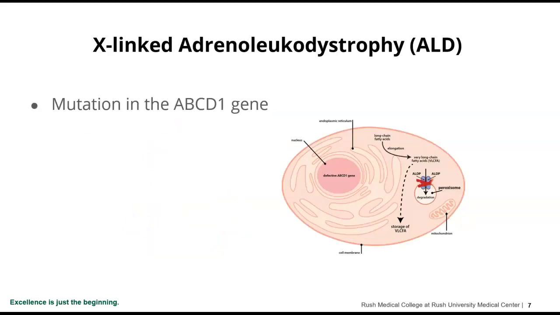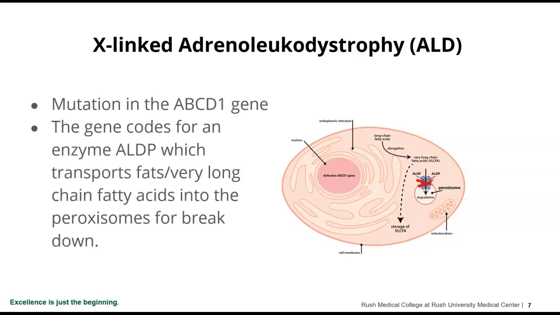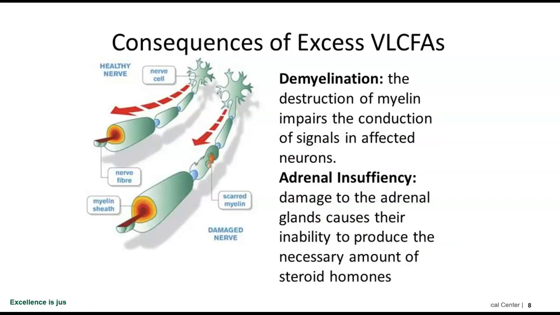So X-linked adrenoleukodystrophy is caused by mutation of the ABCD1 gene. So maybe that's easy to remember. This gene codes for a protein, ALDP, which transports very long-chain fatty acids into the peroxisome to be broken down. So the peroxisomes are there, and it transports these fats inside. Without this protein, you can't get it inside to break it down.